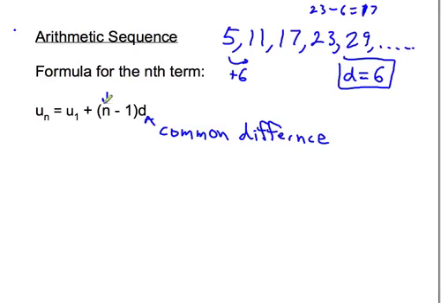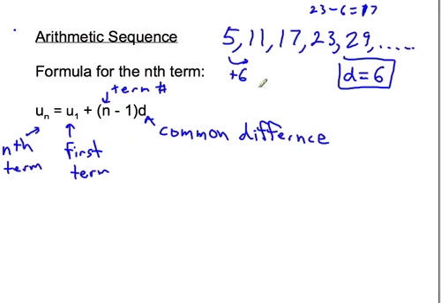N stands for the term number. U sub 1 is the first term, and U sub n is the nth term. So in this particular sequence, the number 5 is U sub 1, and then U sub 2 is the 11, and U sub 3 is the number 17, and so forth.